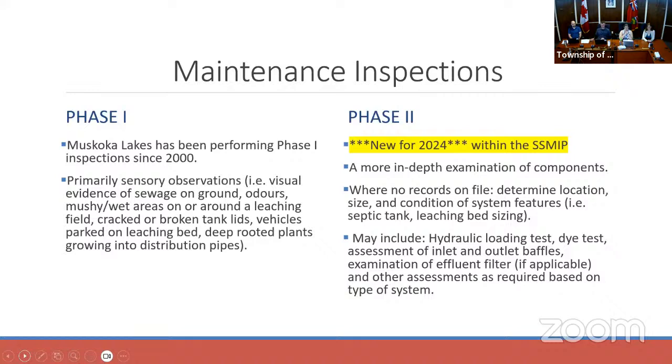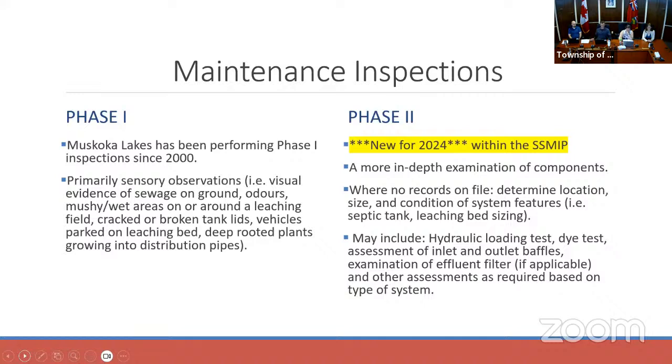Inspectors will be looking to see, are levels in the tank staying constant? Is it backing up towards the residence? They'll also be looking at the leaching bed itself. Is water pooling on the surface? We just essentially want to make sure that the nuts and bolts of the sewage system are working and that effluent is traveling through the system as it should and as it is designed.